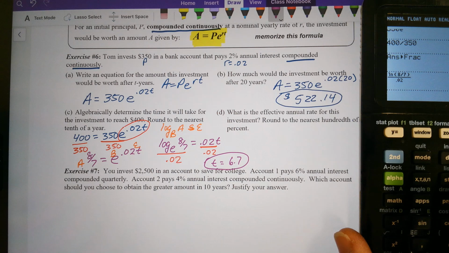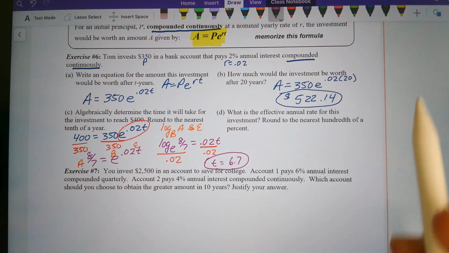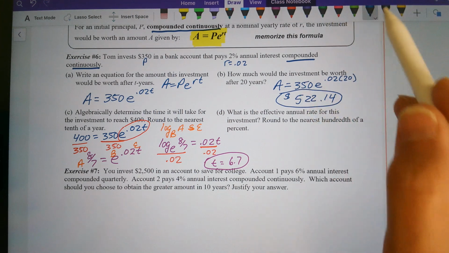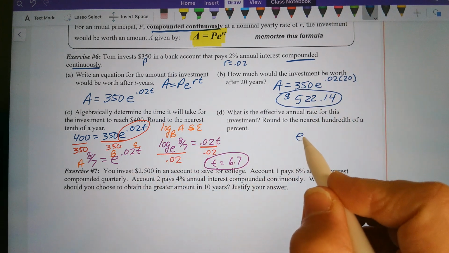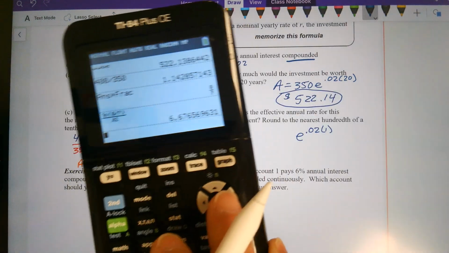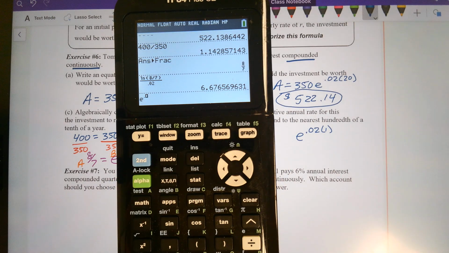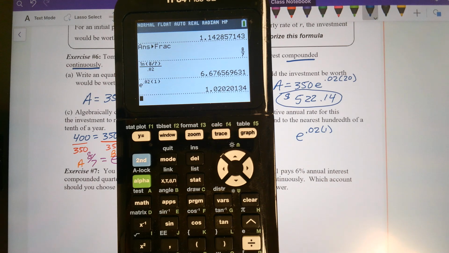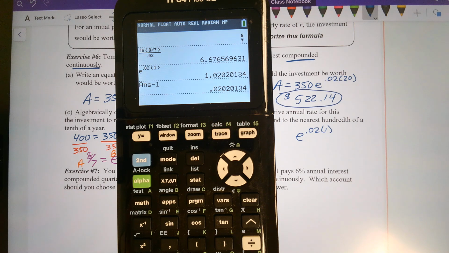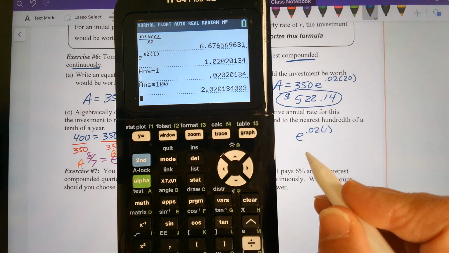What is the effective annual rate for this investment, round to the nearest hundredth of a percent? All right, so in other words, it's simply asking us, if we have e raised to 0.02 times 1, what is that equivalent to? Second ln, e to the 0.02, and we will subtract 1 and times by 100 and get the percent. So 2.02%.